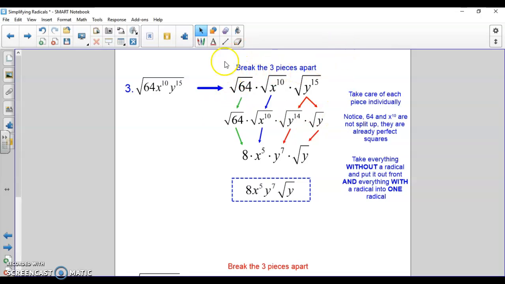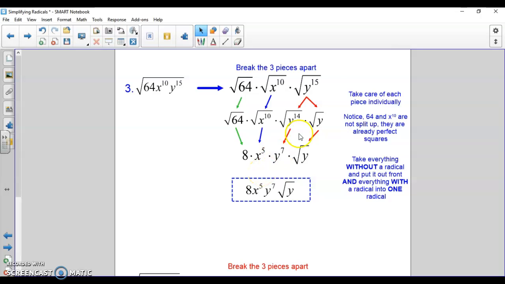Break the 3 pieces apart. Take care of each piece individually. Square root of 64 is 8. We eventually get there. I just rewrote it twice. You can do what you want. You can call it 8 in this step. I don't care. Square root of x to the 10th, that's an even number, so we just cut it in half.